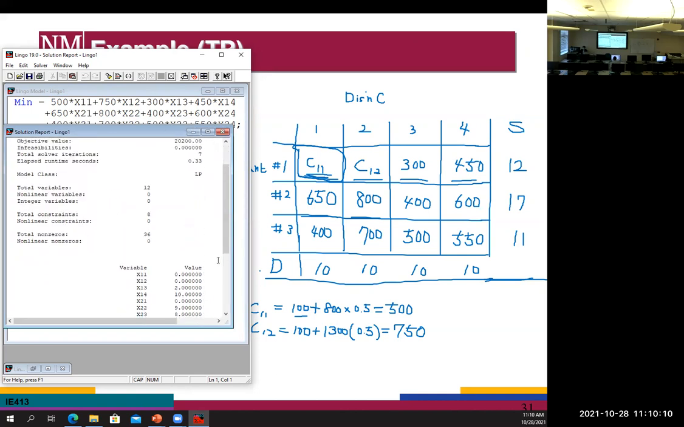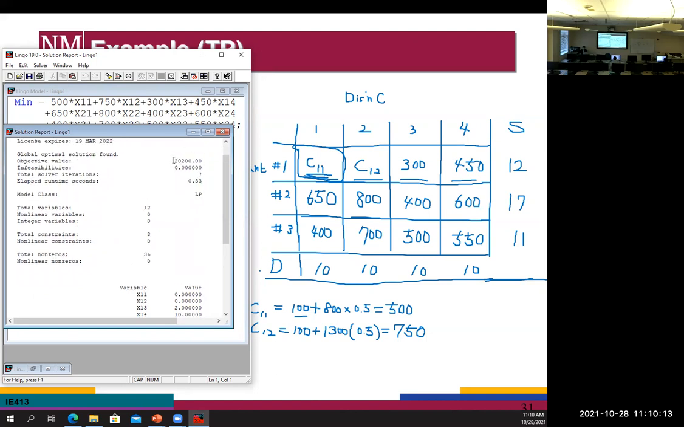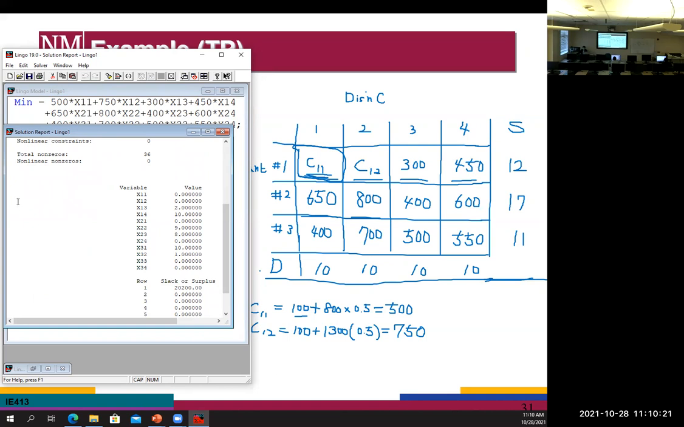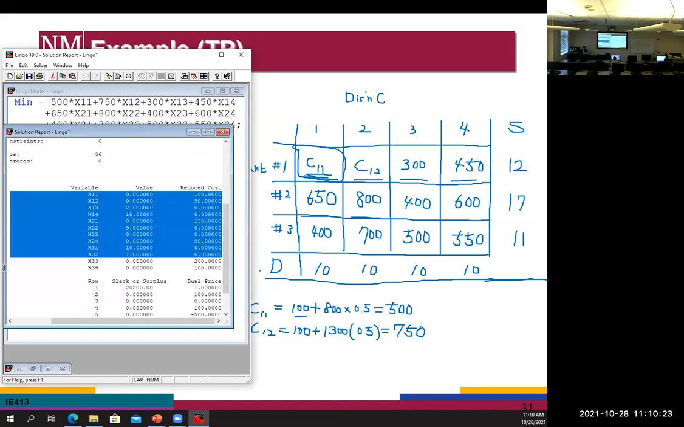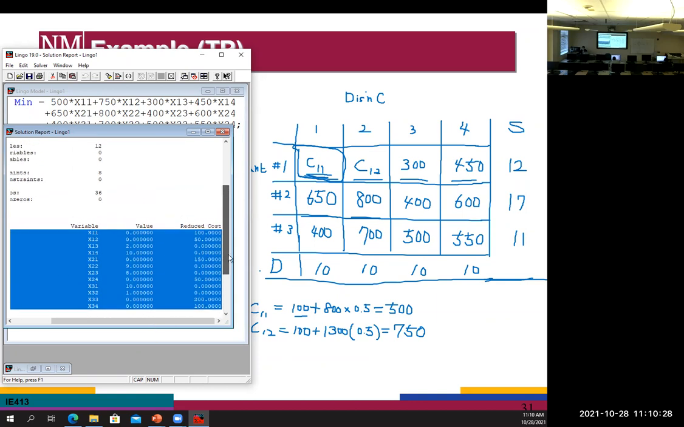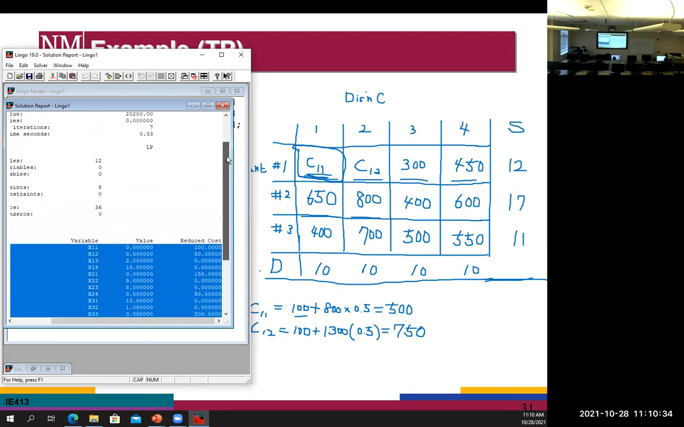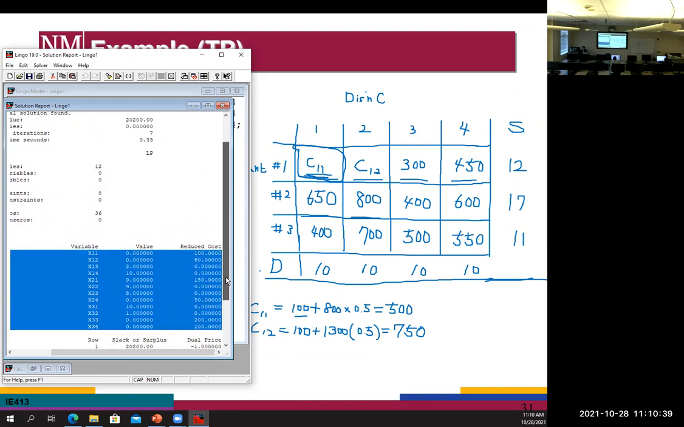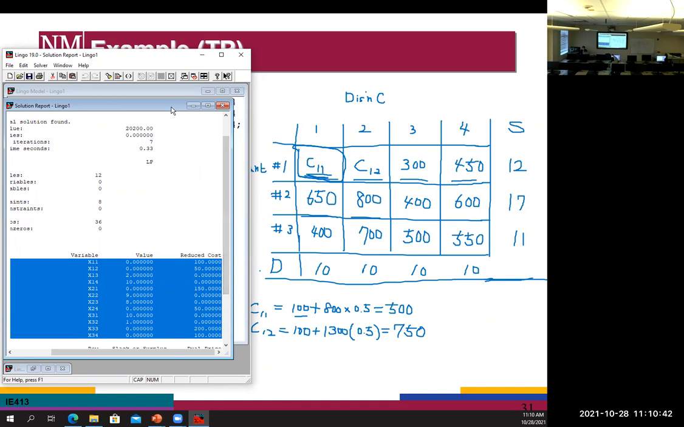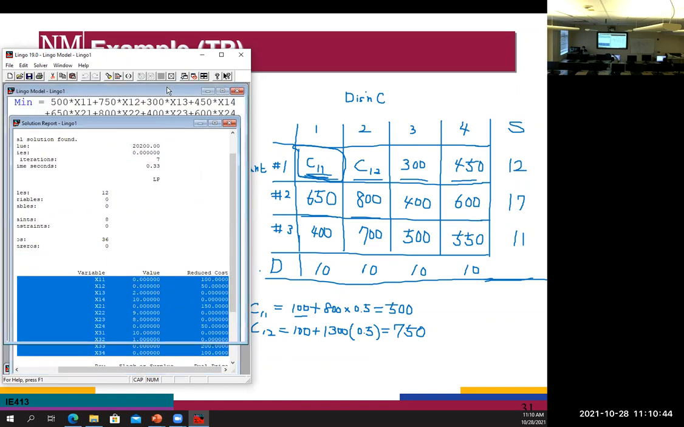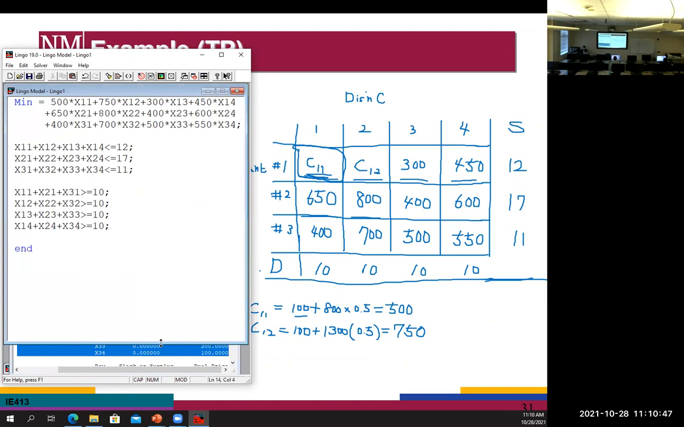So I got the optimal solution. The objective function value is 20,200. And these are the optimal solution values. Just make sure you also have the same solution. Could you please minimize your solution report so I can see what you put in?